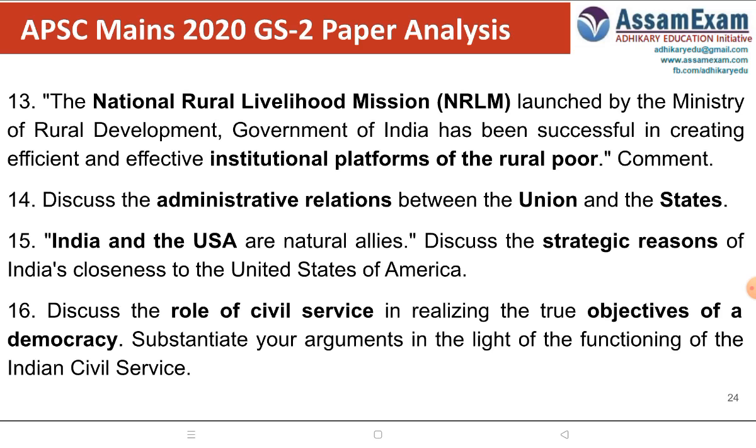This is in another way, you can say. India is close to Russia, and Russia is normally opposed by USA. But in that case, Russia also is very close to China. That's why if India has to choose between USA and Russia, very openly India cannot choose Russia, because Russia is very close to China also. Next question, discuss the role of civil service in realizing the true objectives of democracy.